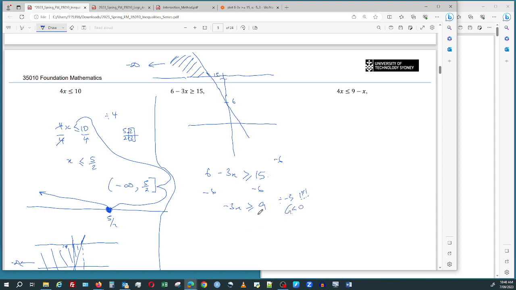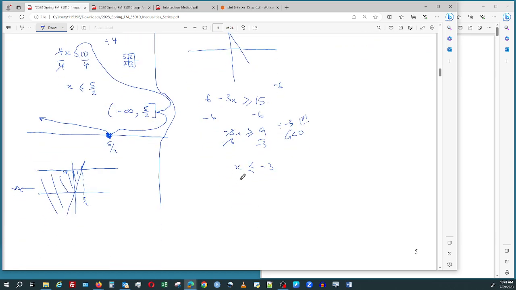So what's going to happen? We're going to do a negative 3 and a negative 3. They'll cancel as one in disguise, and x will be 9 divided by negative 3 is negative 3. What do we do here? Okay, the rule says that we have to reverse this now. So what we find is that x is less than negative 3.